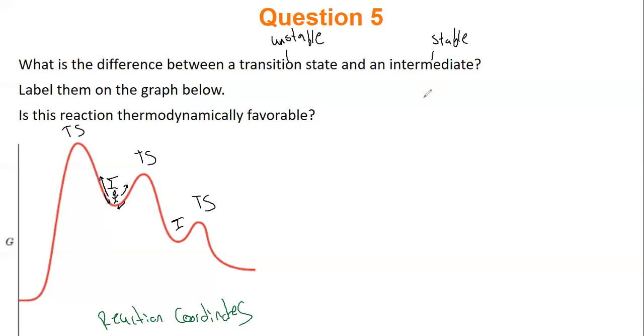And is this reaction thermodynamically favorable? No. Delta G is positive because the energy of the products is higher than the energy of the reactants. So there's a big old energy gap there. So this is actually a positive delta G. This is not a thermodynamically favorable reaction.